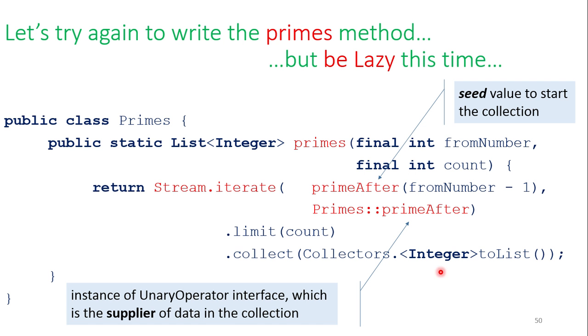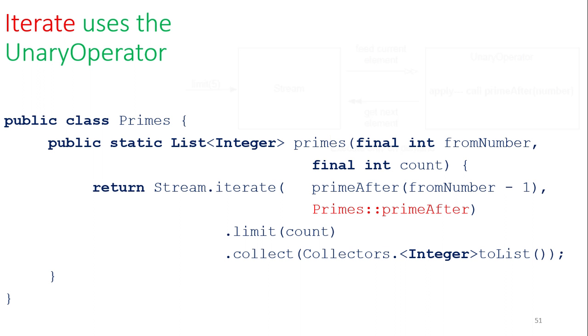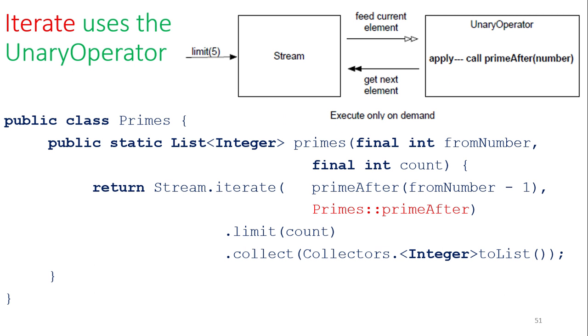Okay, and now we are saying, well, I want to continue this, but I want to not go past count iterations. Okay, so that's how we put a cap on the number of iterations. And then once we have obtained actually a stream of the size that we wanted, then we collect it into a list of integer. All right, so the limit operator is very interesting.